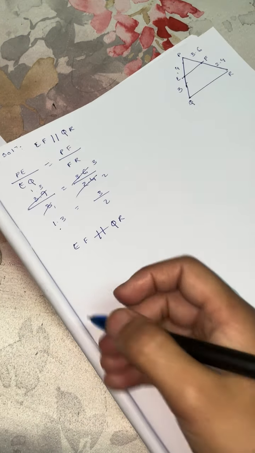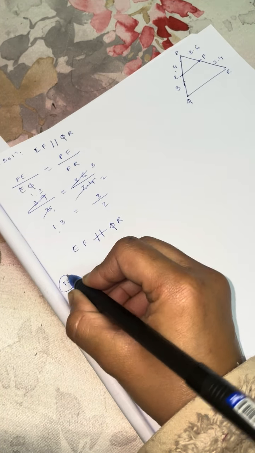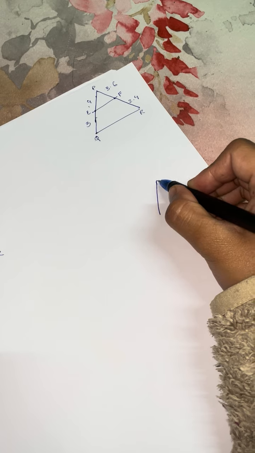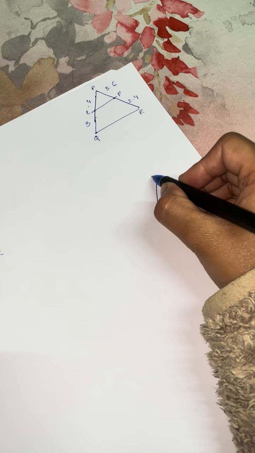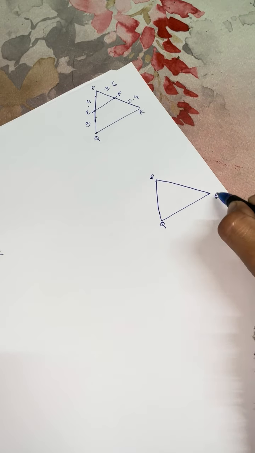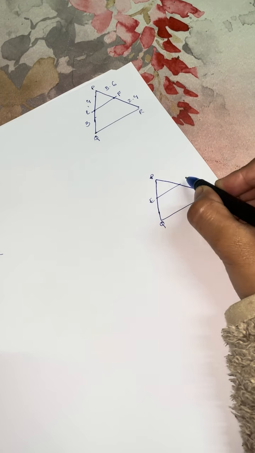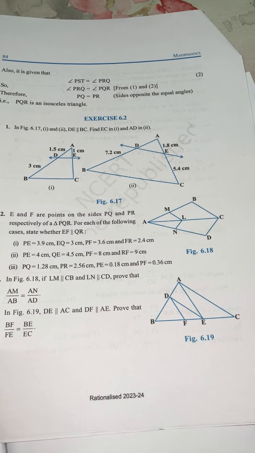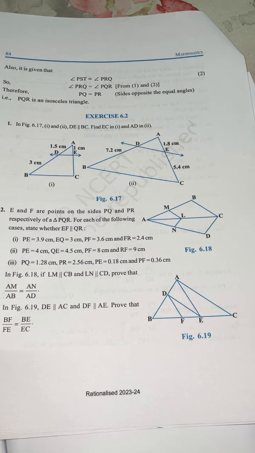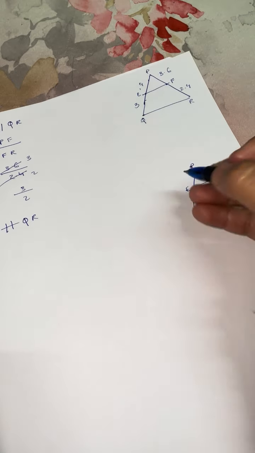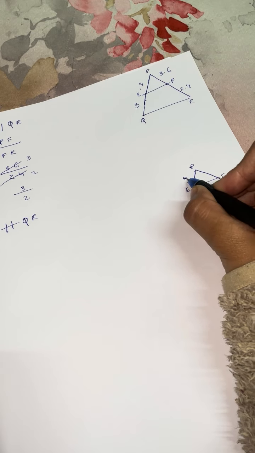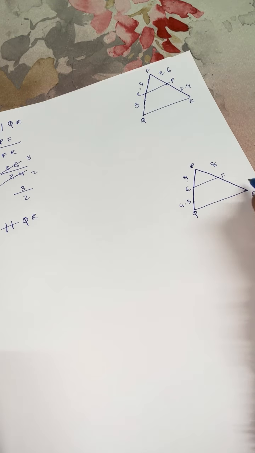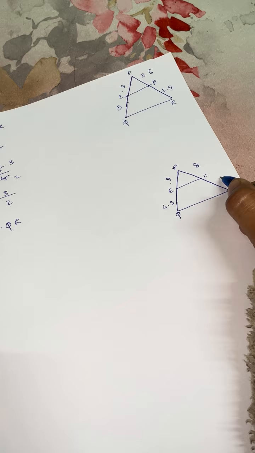Okay, the next part is number 2. For number 2, let's draw the same diagram. That is triangle PQR with EF. PE is 4, QE is 4.5, PF is 8 and RF is 9.